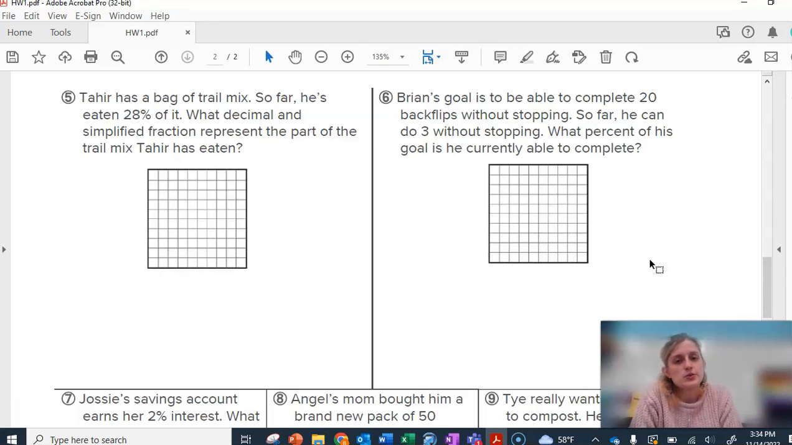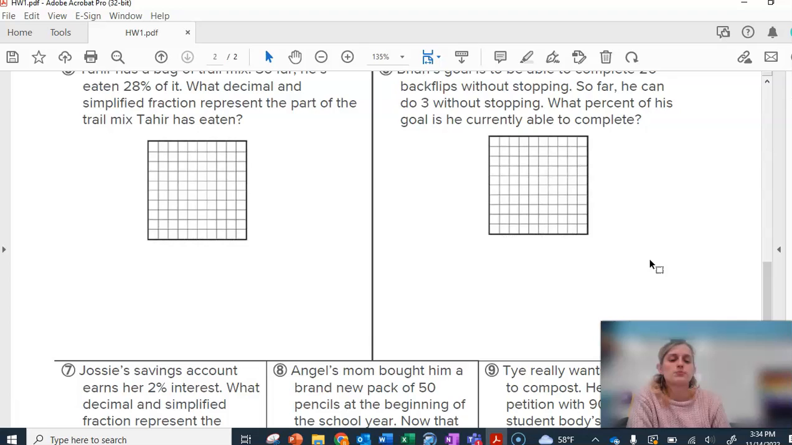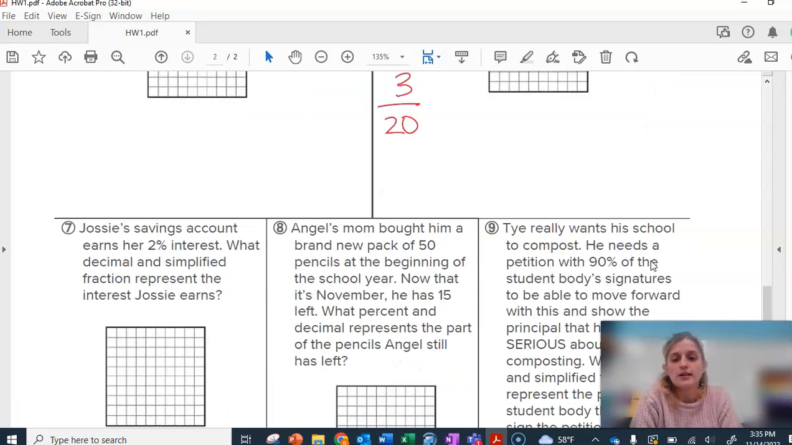Brian's goal is to be able to complete 20 backflips without stopping. So far he can do 3 without stopping. What percent is he currently able to complete? Again, part out of whole. Percents are out of 100, so change it.